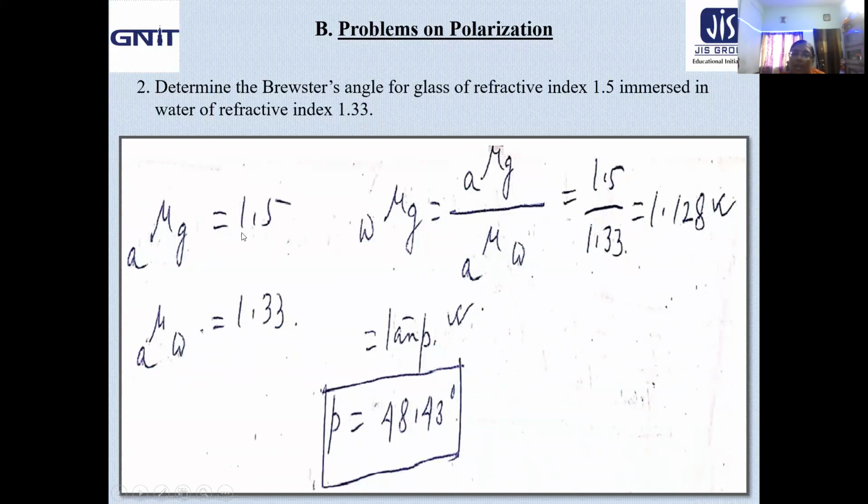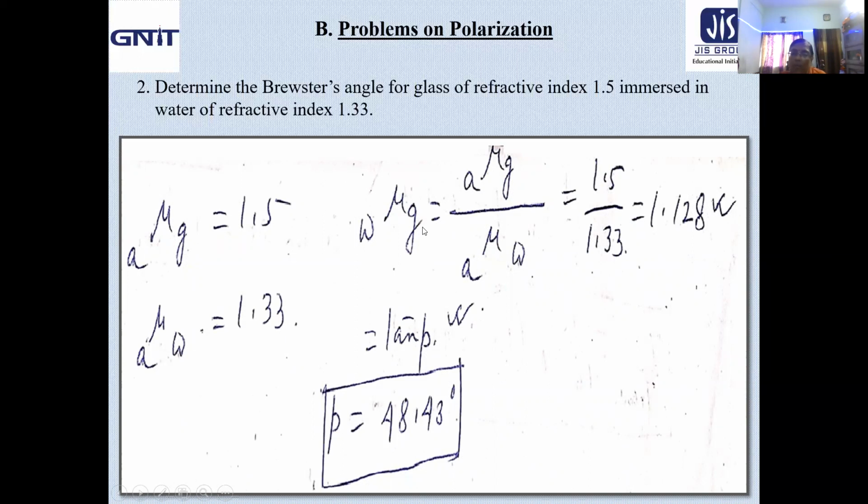That is given as 1.5. Glass refractive index with respect to air is obviously 1.5. Next, mu of water, again with respect to air, is given as 1.33. So you are asked to find out mu of glass with respect to water.